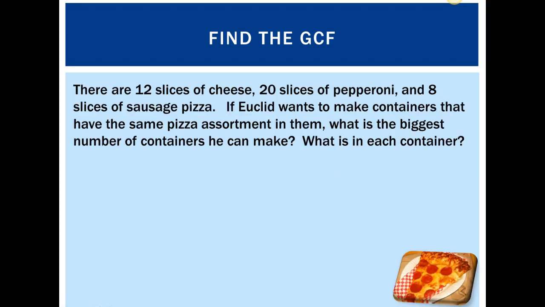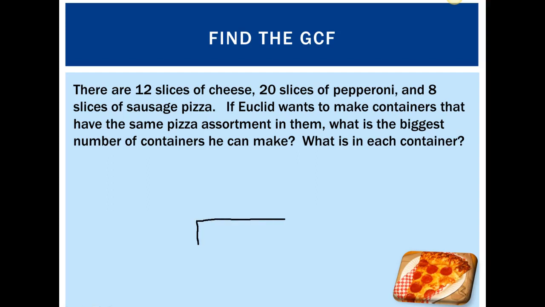There are 12 slices of cheese, 20 slices of pepperoni, and 8 slices of sausage pizza. If Euclid wants to make containers that have the same pizza assortment in them, what's the biggest number of containers he can make? And what is in each container? This too is an application of GCF, and I'll be using just the ladder method.